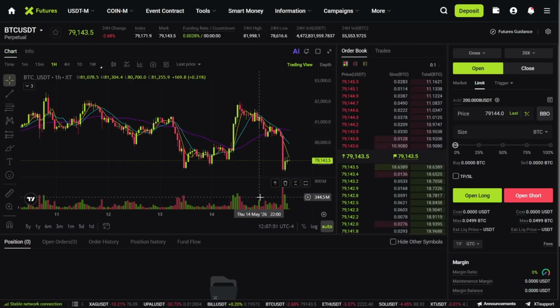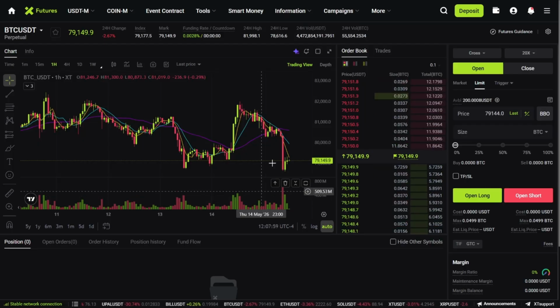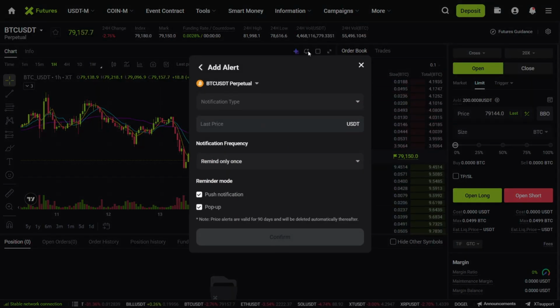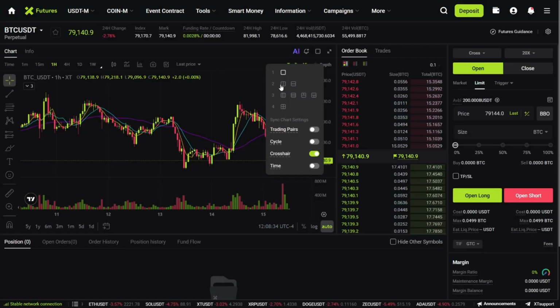Next, let's quickly go over a few other tools that you'll see around the chart. First, on the top right of the chart, you'll see this notification button. This lets you create a price alert for the token you are trading. For example, you can set an alert if Bitcoin reaches a certain price, and XT can notify you through a pop-up or push notification.